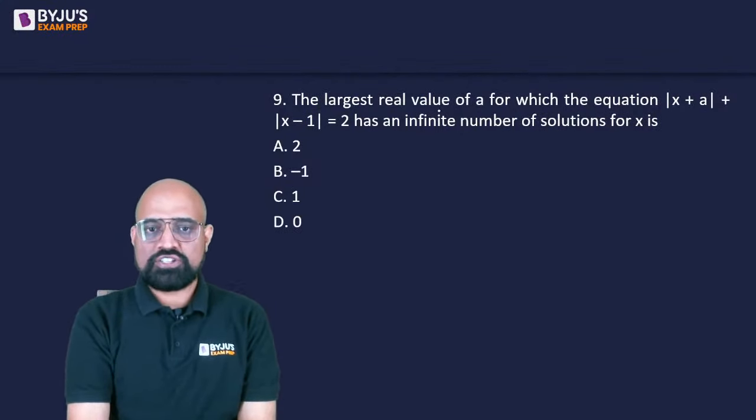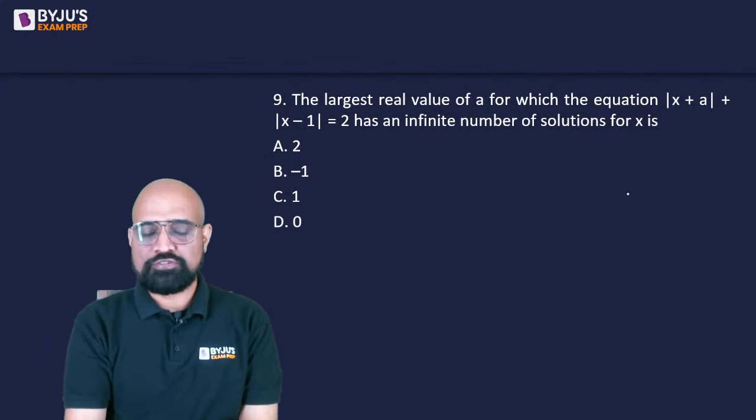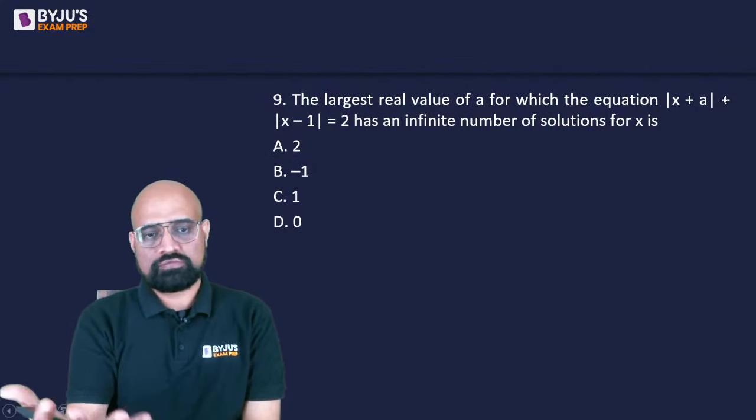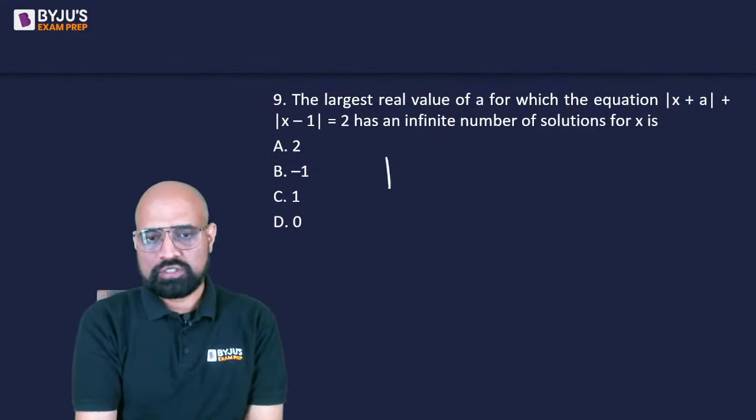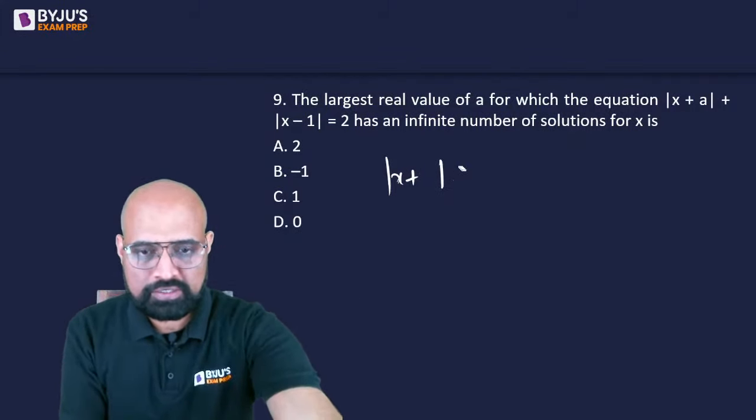Ninth, the largest real value of A for which the equation has an infinite number of solutions for x. Since we have 2 mods, right? Sorry, it should be plus.